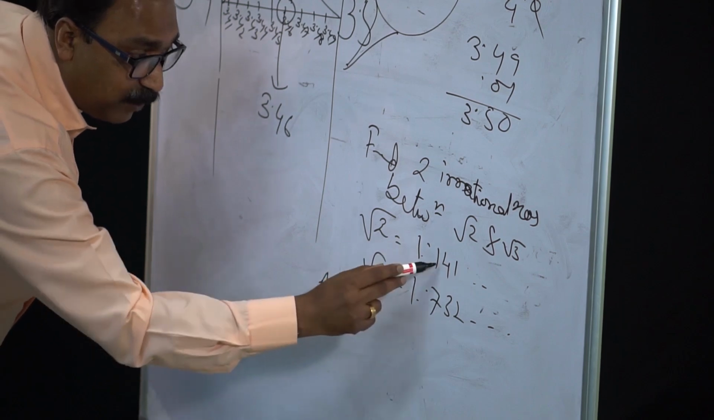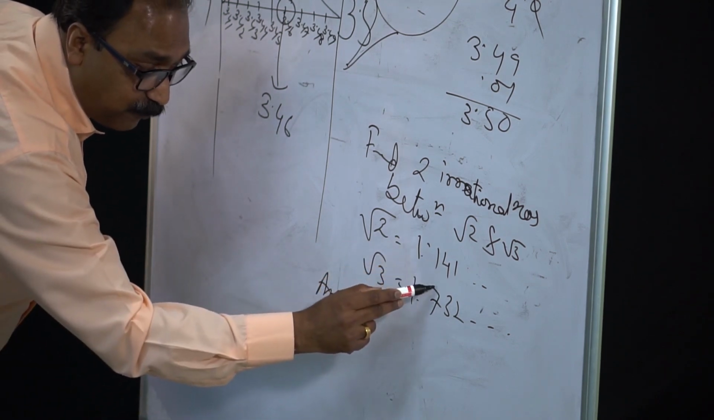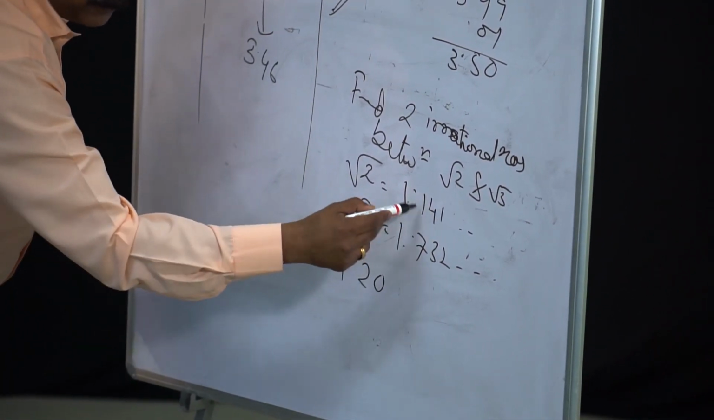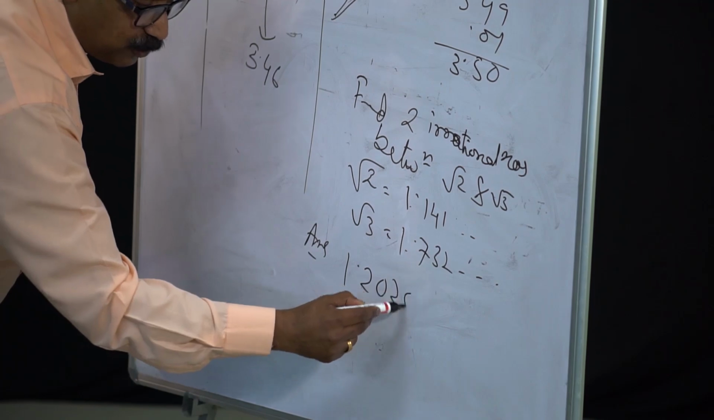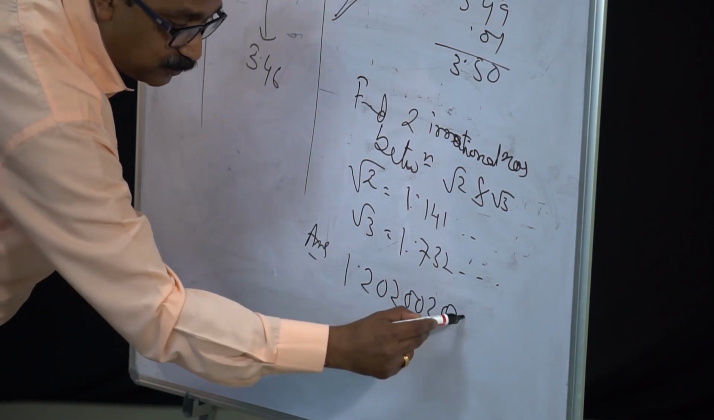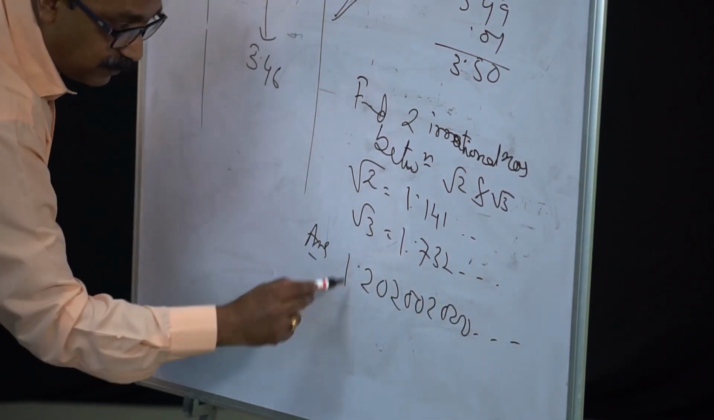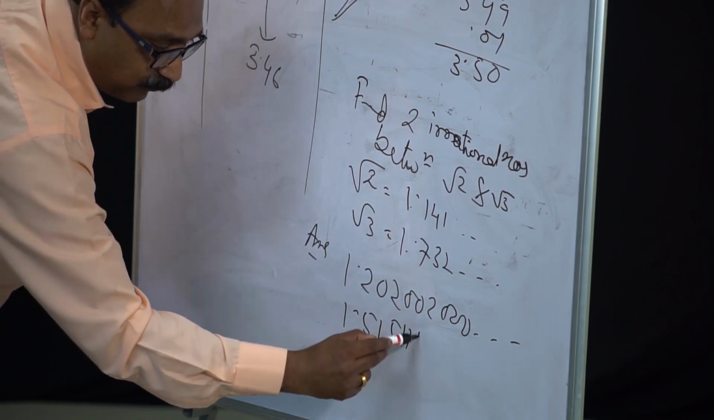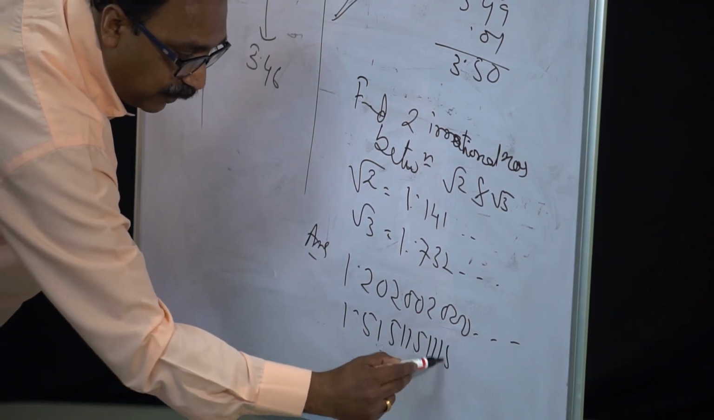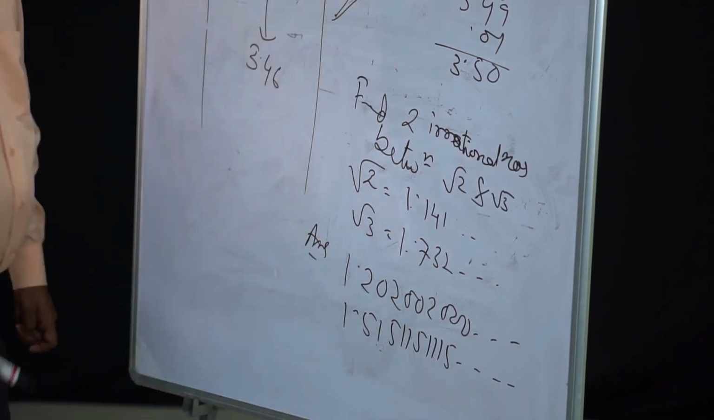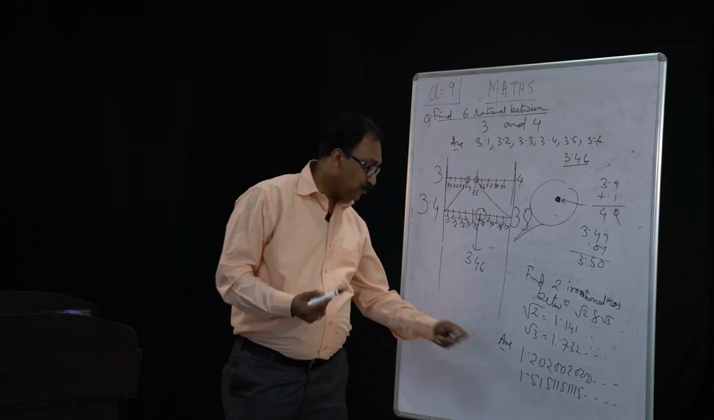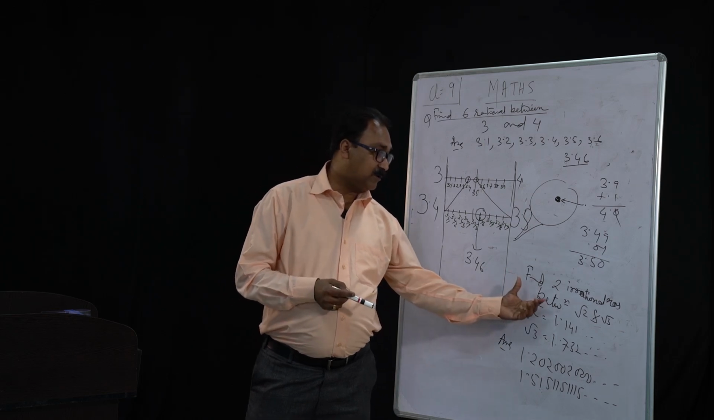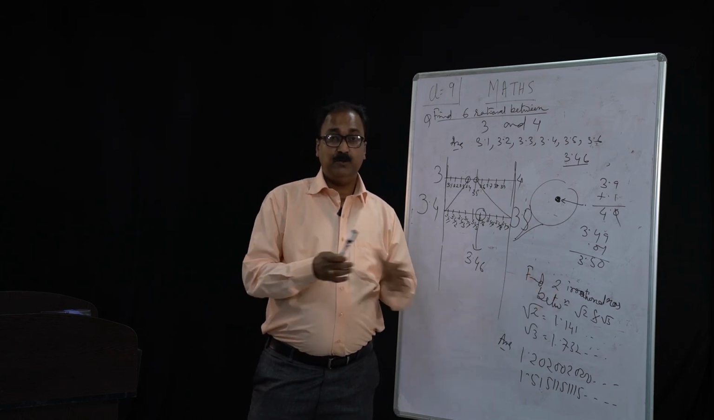In between, see, after 1 there are 2, 3, 4, 5, 6, 7, many digits. So you can write 1.20 with 1 after the 0, then again 200, 2000, non-terminating. You can also write 1.5, 1, 5, 1, 1, 5, 1, 1, 1, 5. You can name many numbers. They are asking for 2, so I am writing 2. In this way, non-terminating, non-repeating decimals are also irrational numbers between two irrationals.